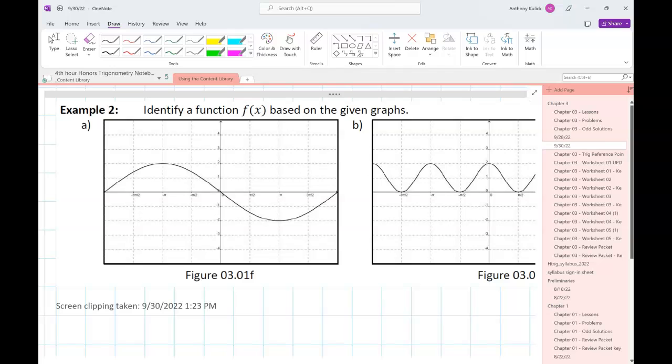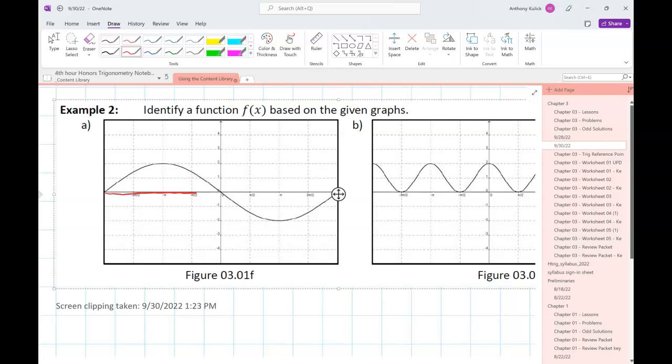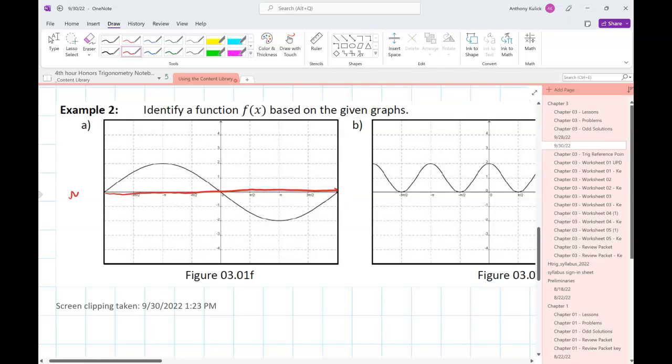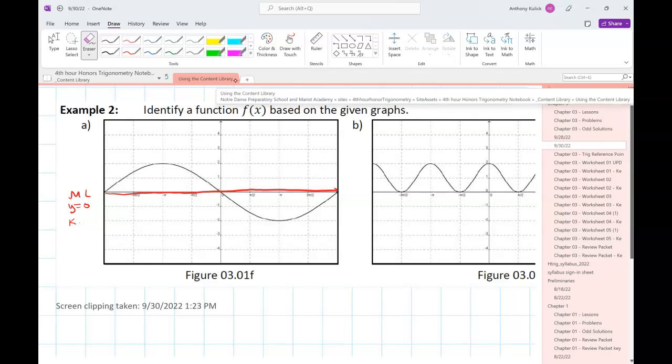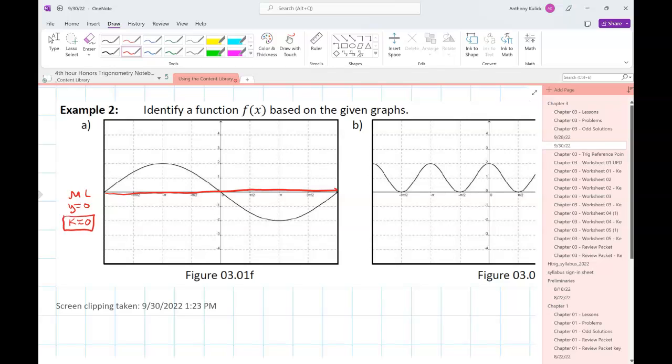Okay. So the place where I like to start is the piece that's easiest to identify visually, which is the midline. If I look at this picture, where is the midline at? 0. The x-axis at y equals 0. Right? And remember the midline, how do we find the midline? y equals k. So that tells me k is 0. So that's one coefficient down. Everybody good?